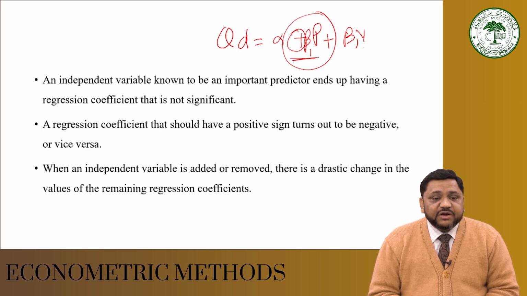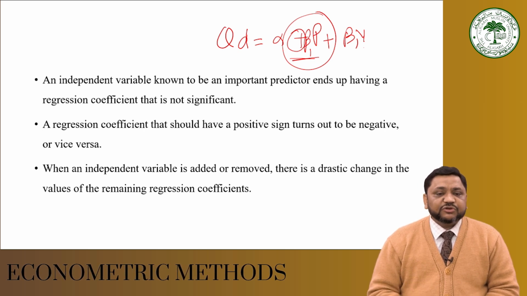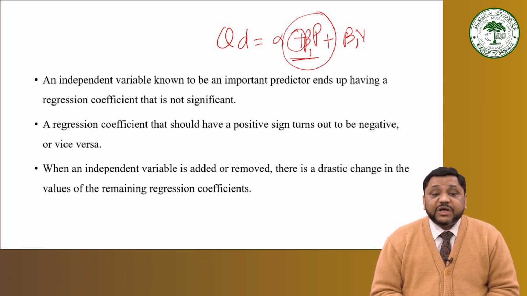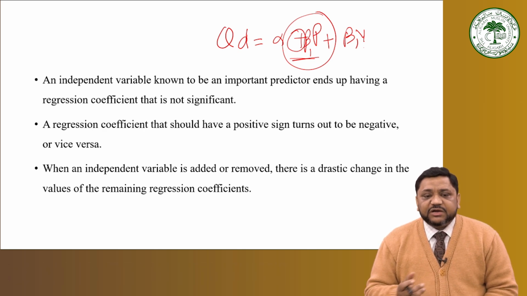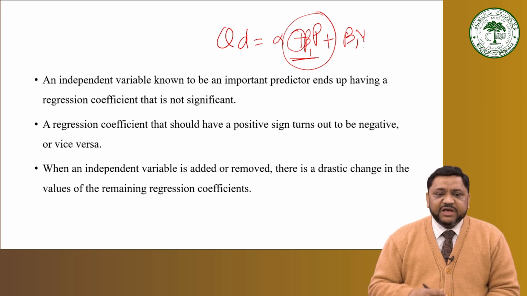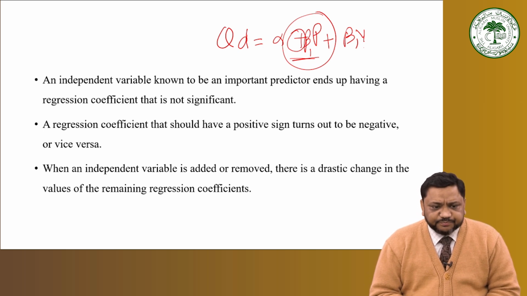So, an independent variable known to be an important predictor ends up having a regression coefficient that is not significant, or a regression coefficient that should have a positive sign turns out to be negative, and something which should have a negative sign like price turns out to be positive.